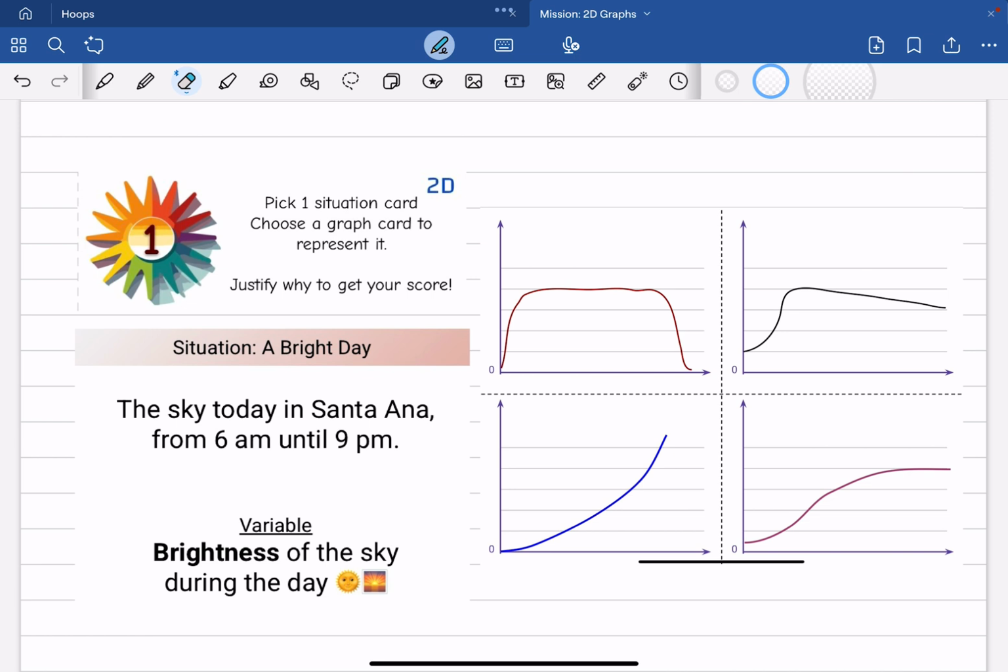Okay, so it looks like the first graph represents that situation somewhat, right? But just to be sure, let's consider the others and eliminate any options that do not fit the situation. The other 3 graphs end with the brightness being pretty high, nowhere near close to zero. So certainly they cannot represent the situation because at 9 p.m. the sky is not bright. So this is quite easy. We can select the first one.